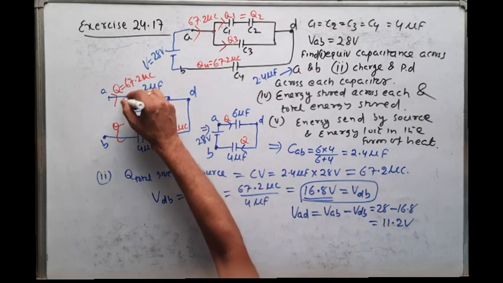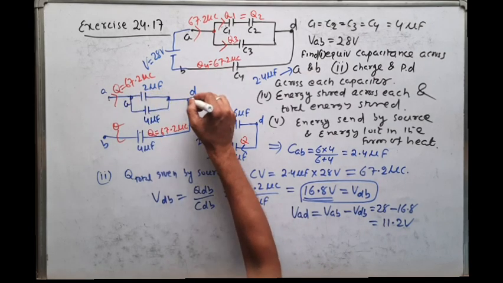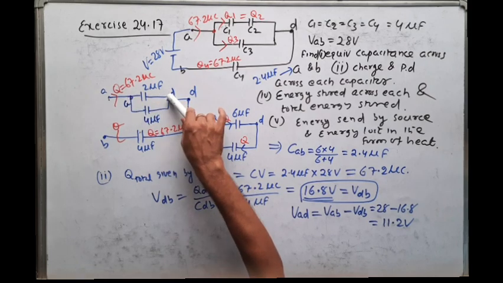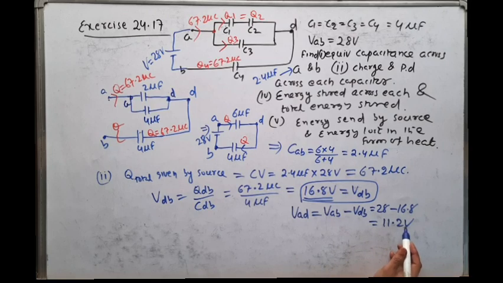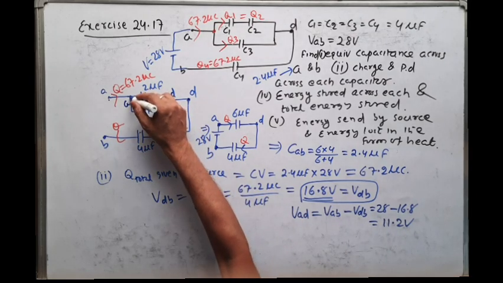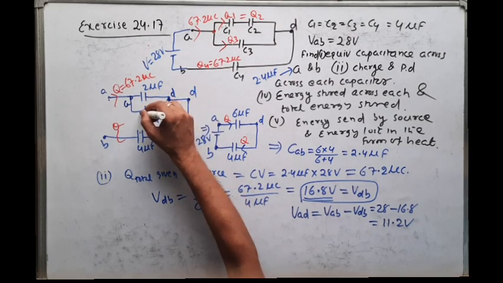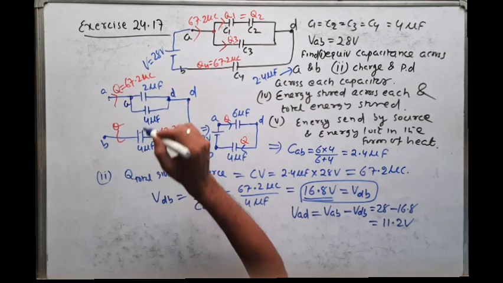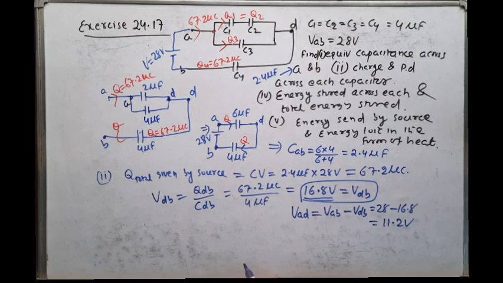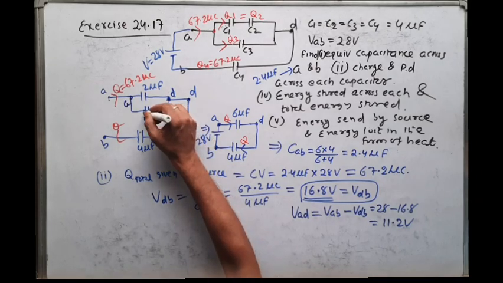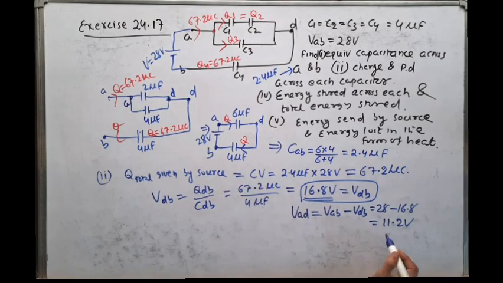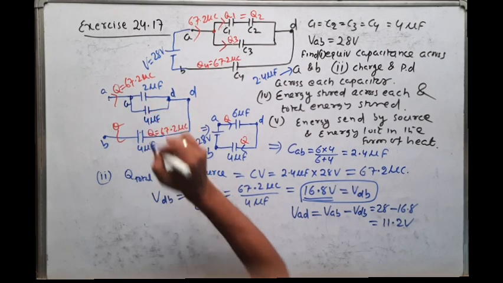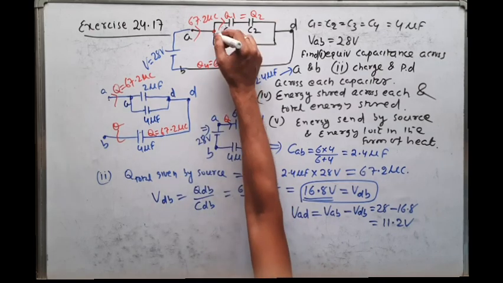Now see, this is your A point. This is D point, means this is also D point. So voltage across A and D is equal to 11.2. Now what is the voltage across this capacitor? This capacitor 4 and these two are connected in parallel. So in parallel connection voltage remains same. So what is the voltage across this path? That is 11.2. Now what is the capacitance here? 4 microfarad.